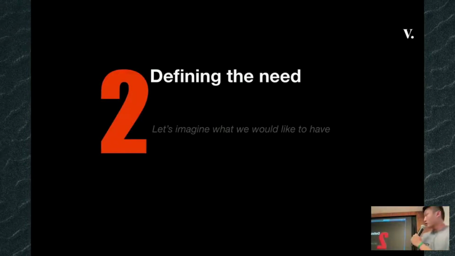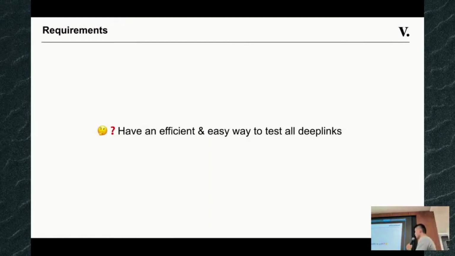Now that we know deep links are critical, the question is: is there a way to efficiently and easily test them? Actually, there are many ways, but let's take the Vestiaire Collective approach. First of all, we are going to define the need, what we would like to have. Easy: we just want an efficient and easy way to test all deep links.